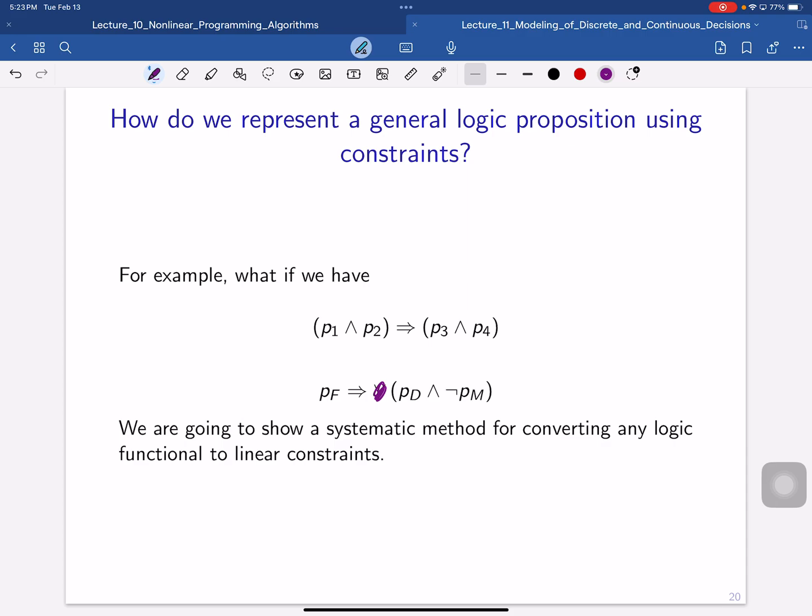So in the next few slides, we are going to cover a very systematic way such that you can convert any logic propositions, no matter how complicated they are, into integer constraints. That's what we are going to do next.